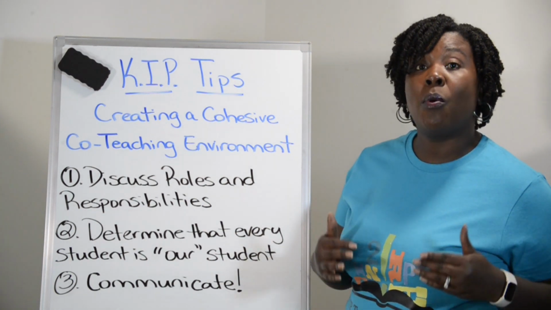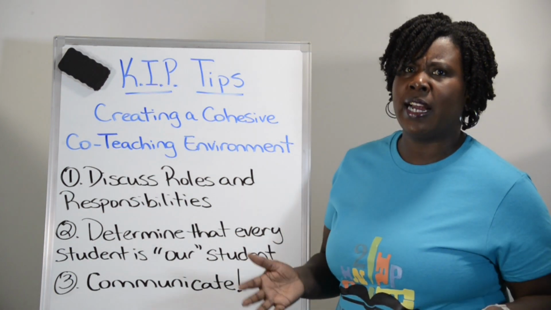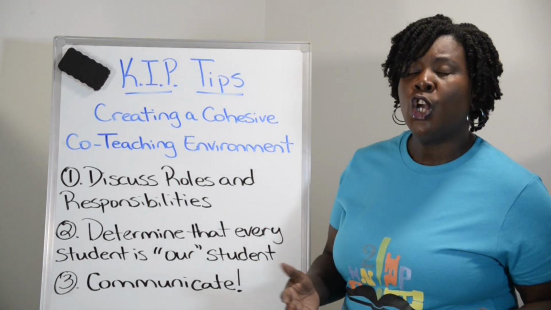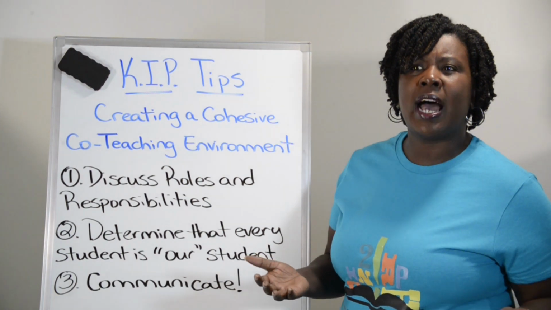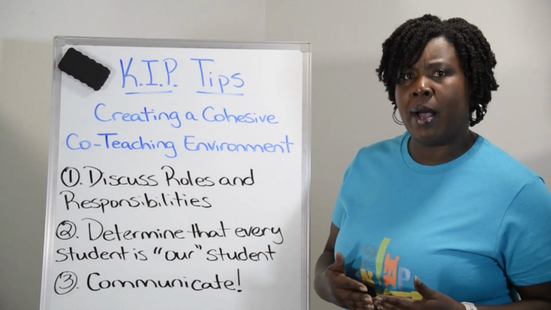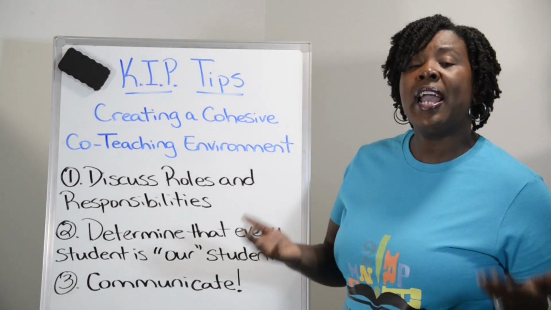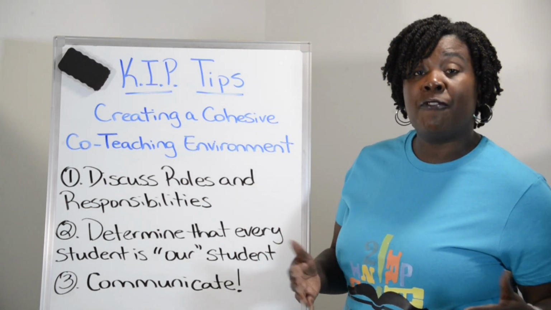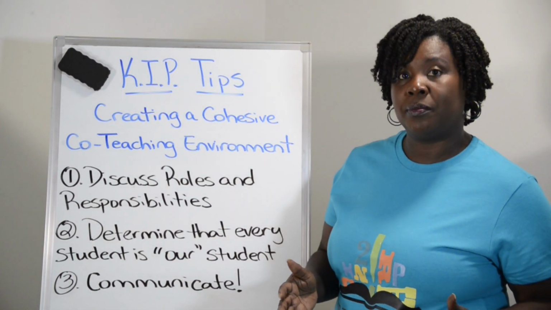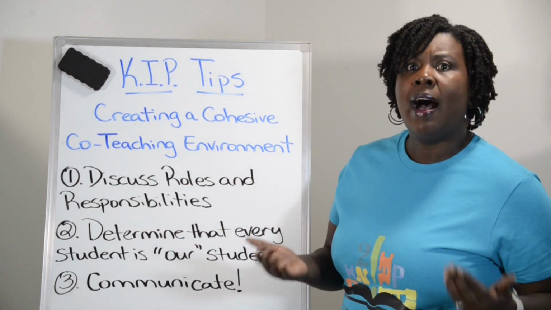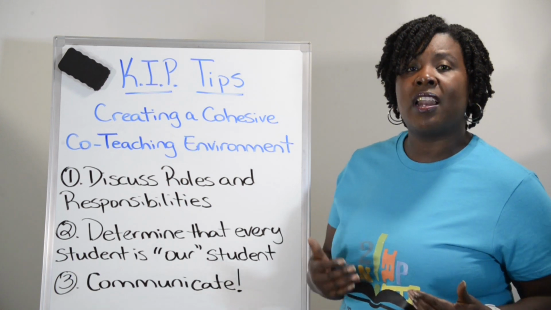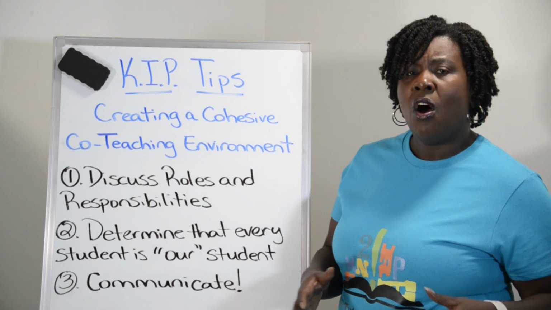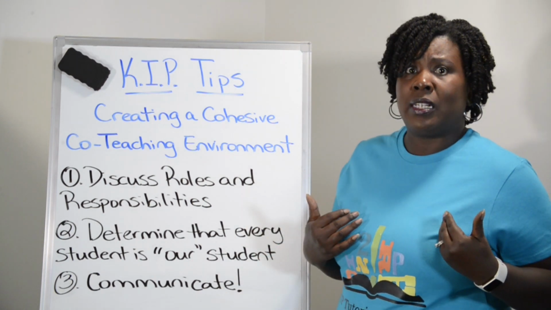KIP tip number 2, determine that every student is our student. That is so important and so underrated. You never want a child to feel singled out. You don't want your students to feel like this teacher doesn't care about me. So in my co-taught experiences, both of us assume the responsibility for all of the students in the classroom. Now, of course, I made sure that those students that had accommodations and supports were given those. But outside of that, all of the students were my students.